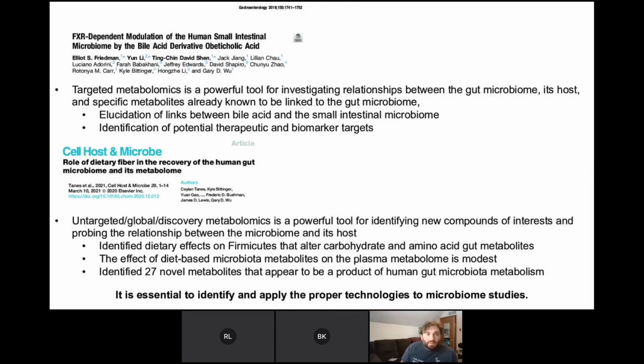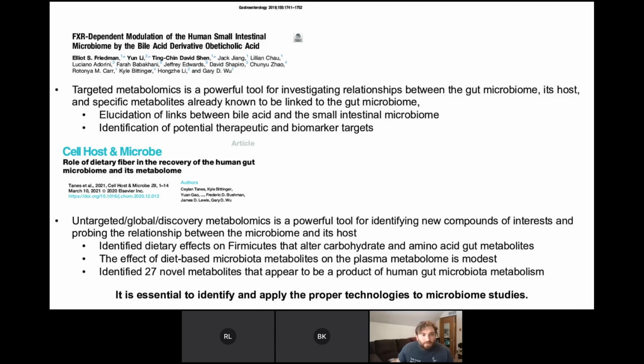So basically what we can see is that targeted metabolomics is a powerful tool for investigating relationships between the gut microbiome, its host, and specific metabolites already known to be linked to the gut microbiome or of specific interest for your study. And here we were able to elucidate the links between bile acids and the small intestinal microbiome. This is an incredibly useful approach. Targeted metabolomics can be used for identification of potential therapeutic and biomarker targets.